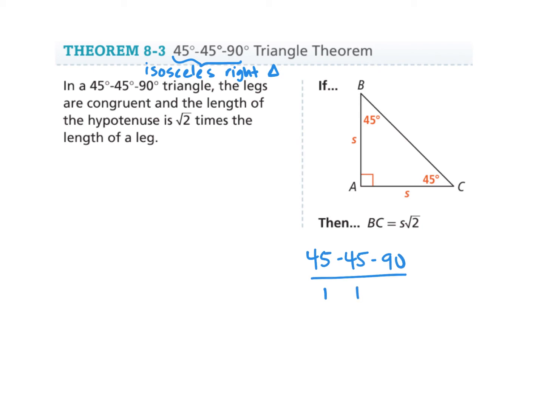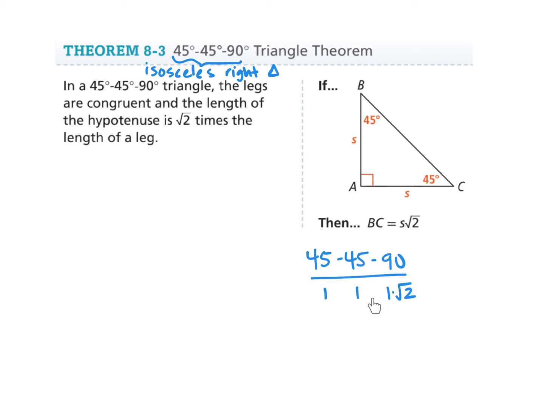Well, then the hypotenuse, the side, again, I put this 1 below the 45 because I'm saying, okay, the side that's across from the 45-degree angle, let's say that's 1. And then the side that's across from the other 45-degree angle is also 1. Then the side across from the 90-degree angle, the hypotenuse, will be 1 times the square root of 2, which is just the square root of 2.